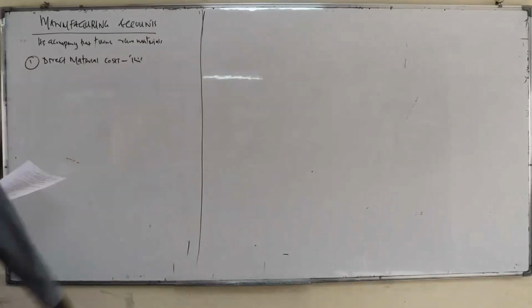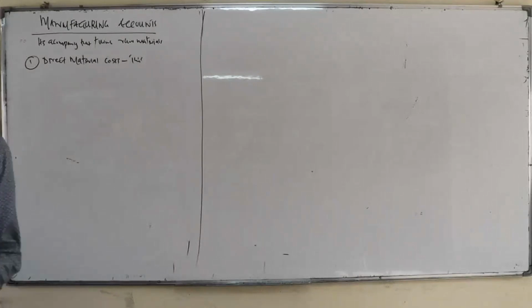For instance, if you're manufacturing furniture, that is your manufacturing business, your products are furniture, isn't it? So materials will constitute timber, nails, glue, those things, isn't it? So that is the first cost.